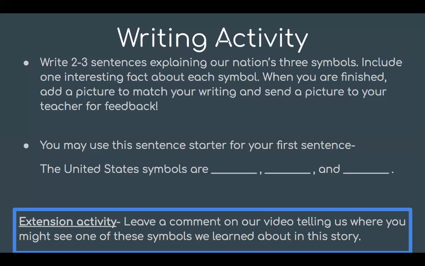So an extension activity, if you all finish these 2 to 3 sentences in your picture and you send your picture to your teacher or you show it to your parents and you want something else to do, leave a comment on our video telling us where you might see one of these symbols we learned about in this story.